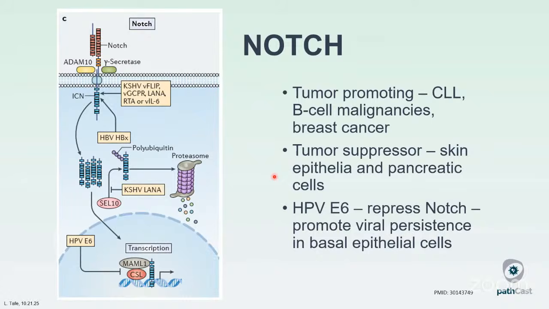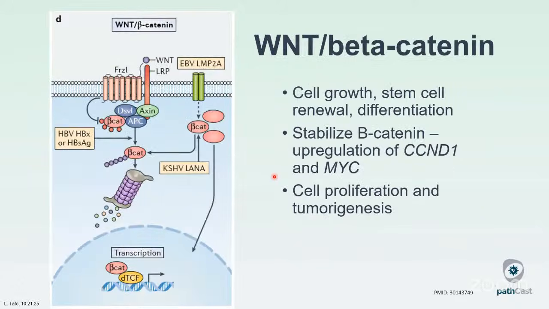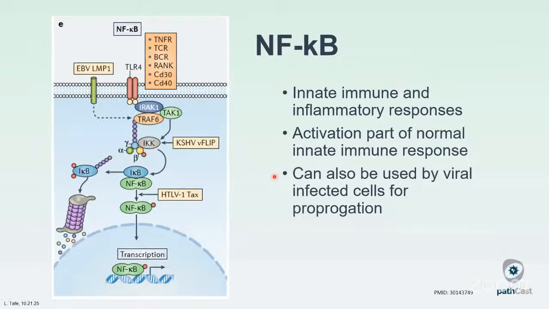So again, another mechanism by which the virus persists within human cells. The Wnt beta-catenin pathway is important for cell growth, stem cell renewal, differentiation, and upregulation of CCND1 or cyclin D1 and MYC proteins or expression as well, leading to cell proliferation and tumorigenesis.